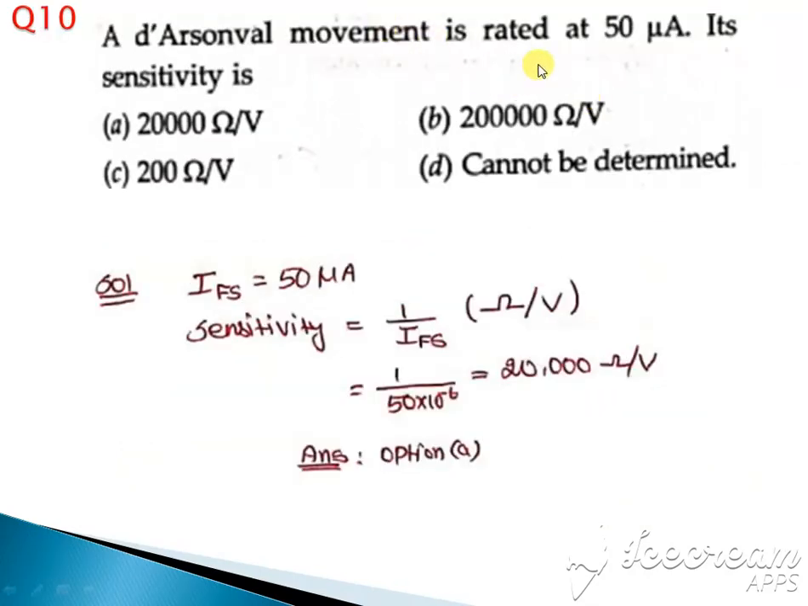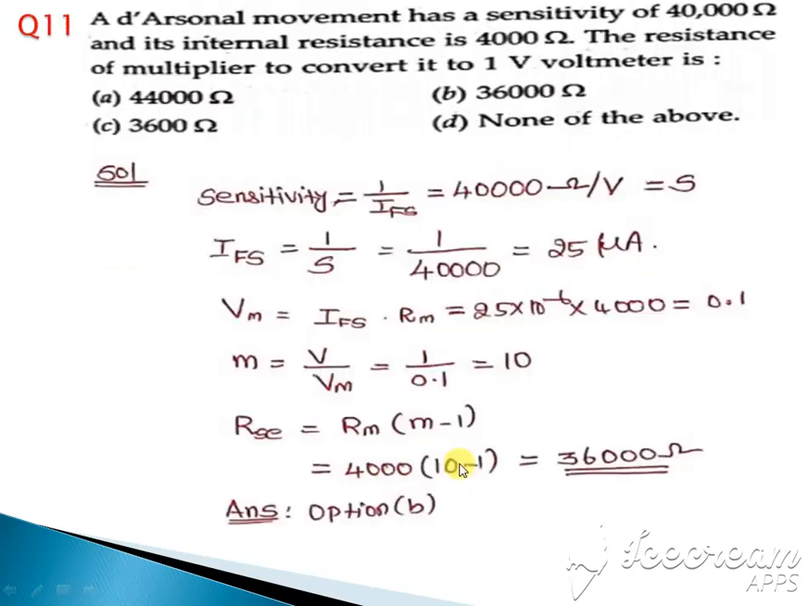A D'Arsonval movement is rated at 50 microampere. Its sensitivity is? These are the options given. Full scale deflection given is 50 microampere. Sensitivity is nothing but 1 divided by the full scale current. So 1 divided by 50 into 10 power minus 6 is equal to 20,000 ohm per volt. The answer is option A.